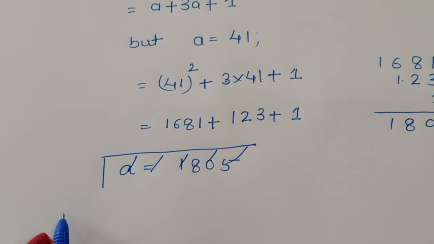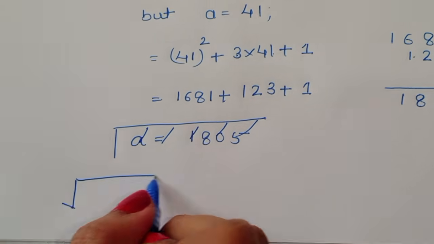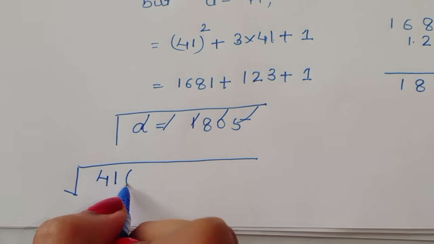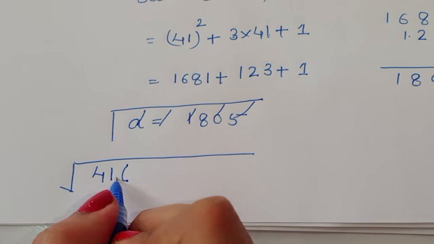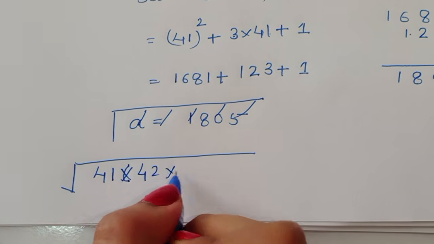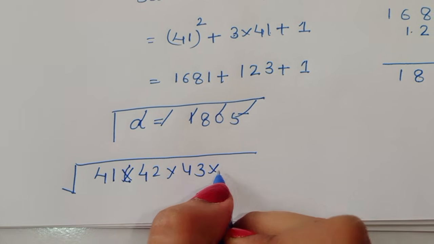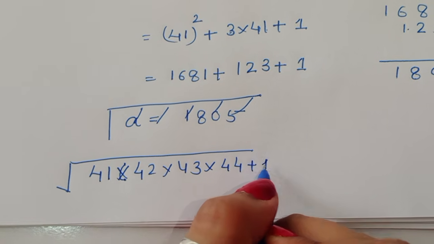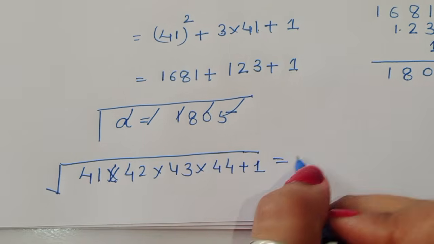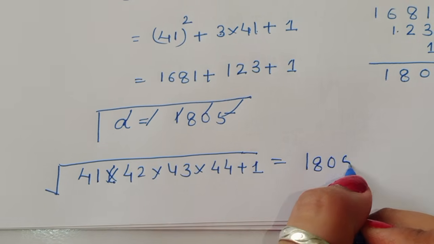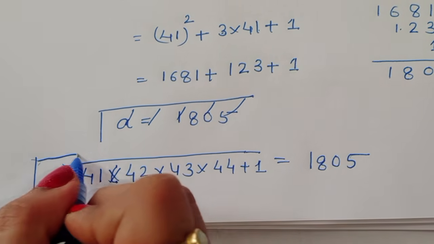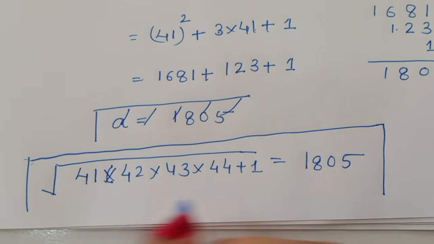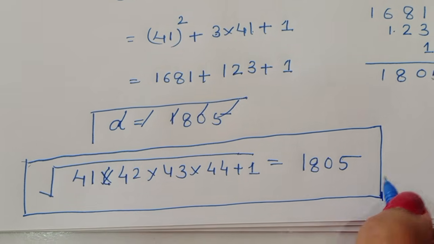What is the equation? The square root of 41 times 42 times 43 times 44 plus 1 is equal to 1805. This is the solution. So without using a calculator we got this value, and this is the correct solution.